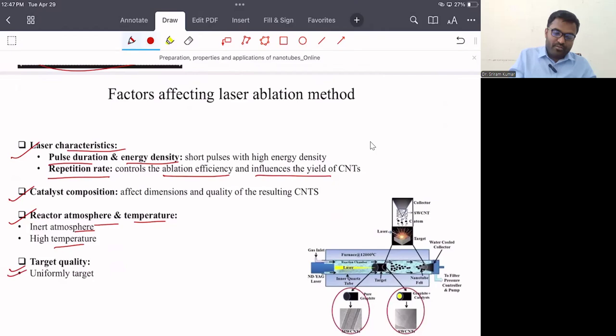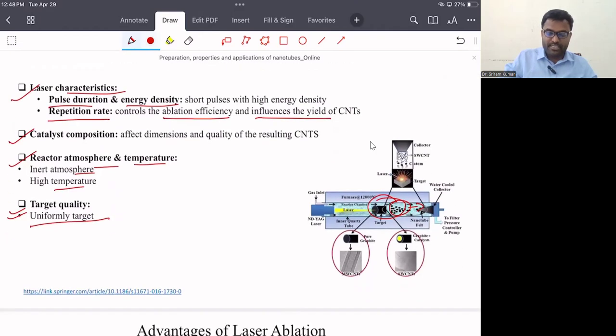And we have here the fourth important parameter, the target quality. Target quality means if you use the refined powder and mix with this catalyst, once we sinter to make the solid material, that should be uniform in nature, so that we get the uniform composition of plasma, so that we get the quality control over CNT formation.